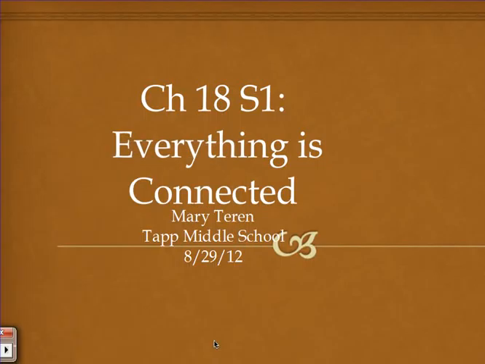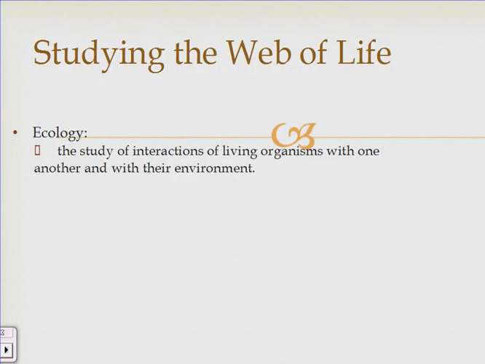Today we're talking about Chapter 18, Section 1, Everything is Connected. Studying the web of life. The main concept of ecology means the study of interactions of living organisms with one another and their environment. And essentially we're talking about how living things interact with each other and what's around them.